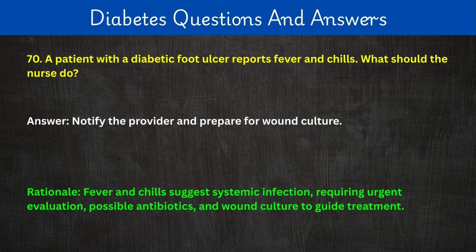70. A patient with a diabetic foot ulcer reports fever and chills. What should the nurse do? Answer: Notify the provider and prepare for wound culture. Rationale: Fever and chills suggest systemic infection, requiring urgent evaluation, possible antibiotics, and wound culture to guide treatment.